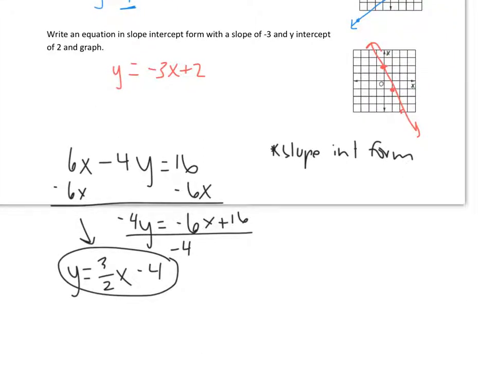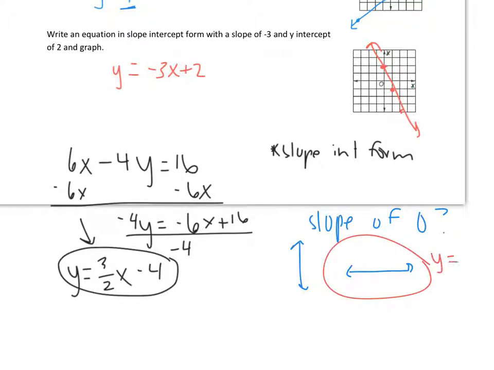One other thing that I wanted to talk about as well is, what does a line with a slope of 0 look like? Is that a straight up and down line, or is it a flat line? You got it, it's a flat line. So if we had something like y equals 4, that would be a flat line at y equals 4.